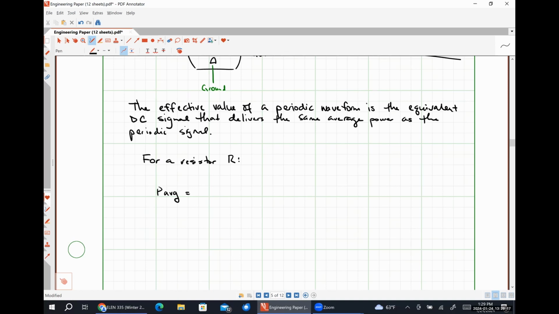Okay. So we are going to have 1 over the period of the integral over 1 period of the voltage squared divided by the resistor value, and we're integrating with respect to time. So that's in terms of a periodic voltage waveform. So I'm just going to put out here, V of t is a periodic voltage.